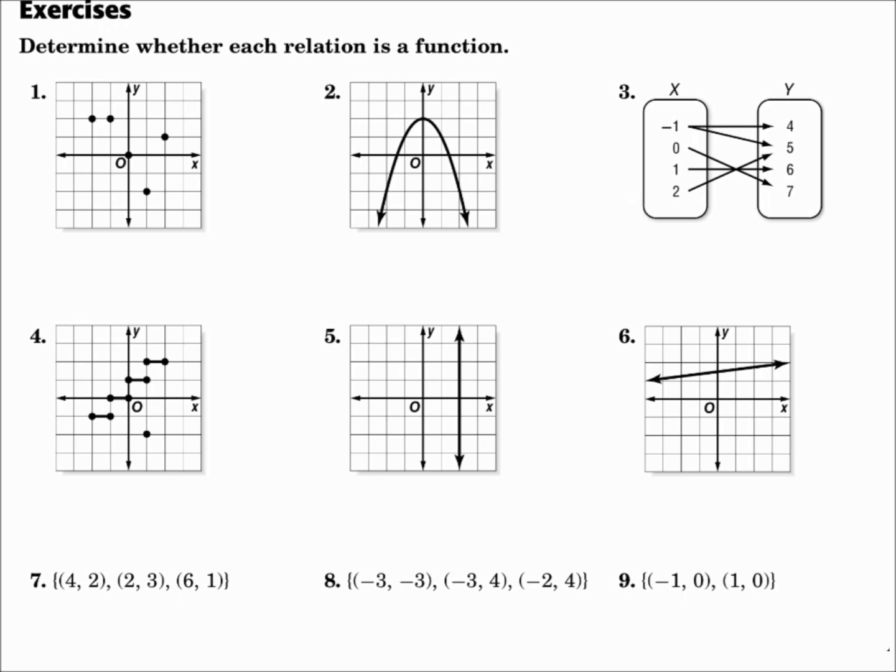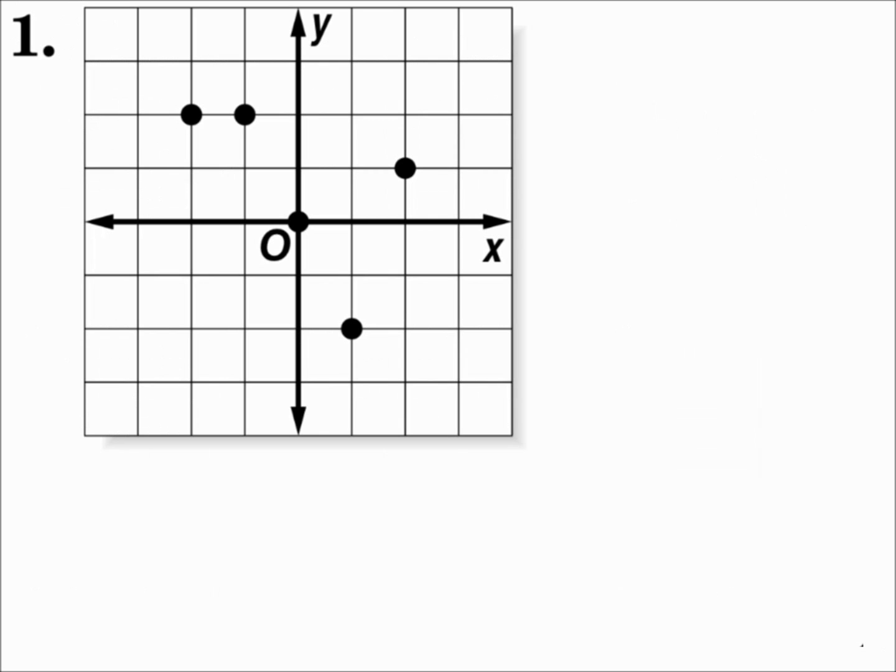Determine whether each relation is a function. Number 1, we have a graph. Let's do the vertical line test. Does a vertical line ever hit the graph more than once? Once, once, once, once, and once. It passes the vertical line test. That's a function.